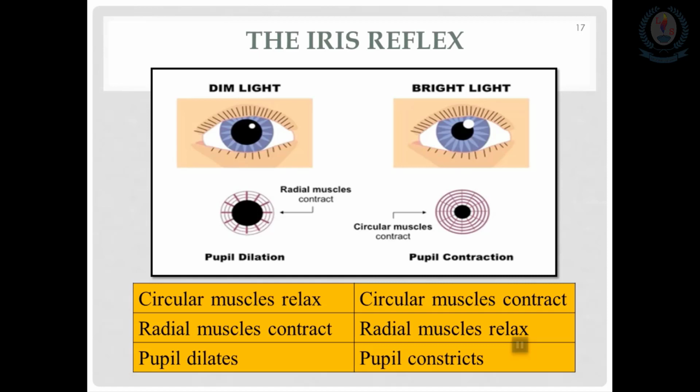There are circular muscles and radial muscles. Radial muscles are just like the spokes on a bike wheel. In bright light, the pupil has to constrict. So, to help the pupil to do that, the circular muscles in the iris contract and radial muscles relax, whereas in dim light, the circular muscles relax and radial muscles contract to dilate the pupil.